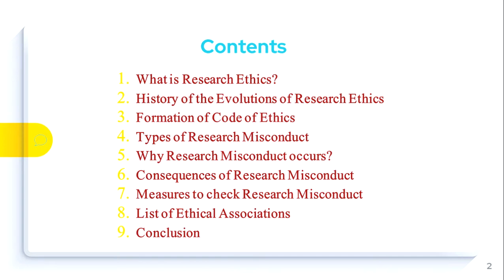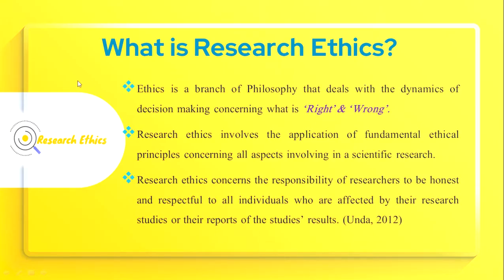So these are the contents that we will be covering today: the concept of research ethics, the history and evolution, the formation of codes, the types of research misconduct, why research misconduct occurs and its consequences, measures to check research misconduct, and the list of ethical associations in India, followed by the conclusion. So let us see what research ethics is.